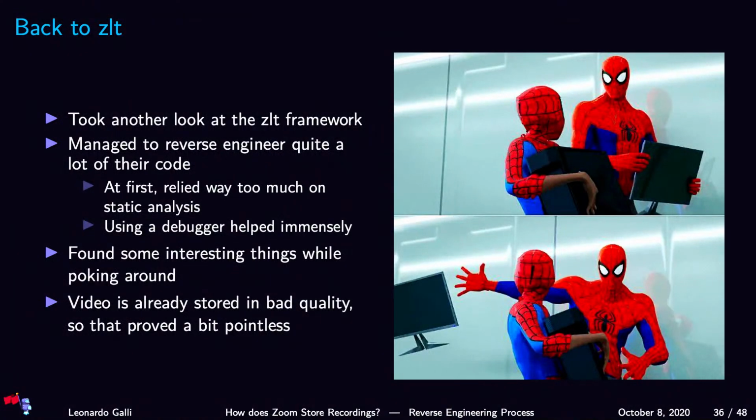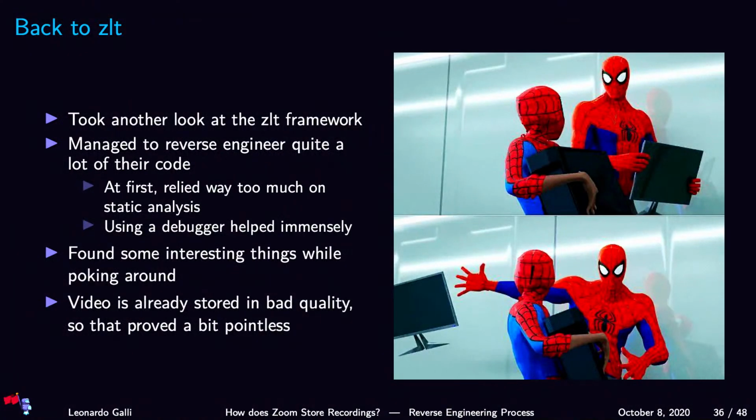So I went back to SAT-LT and took another look at it, especially now that I'm armed with a lot more knowledge on how an actual H.264 decoder works and how it would be implemented. I also concurrently looked at FFmpeg a bit more and figured out more about that implementation. So I managed to actually reverse engineer quite a lot of their code, even though at first, again, I relied way too much on static analysis. Using a debugger then helped me quickly identify how the C++ classes interact, how their methods are called, where they're initialized, and so on. I also found a few interesting things while poking around in there, but I will get to that in a bit.